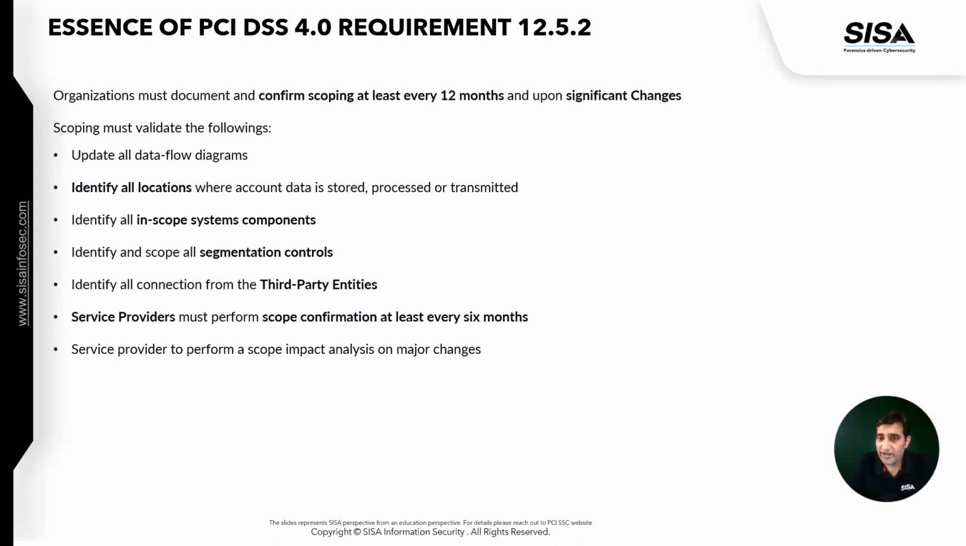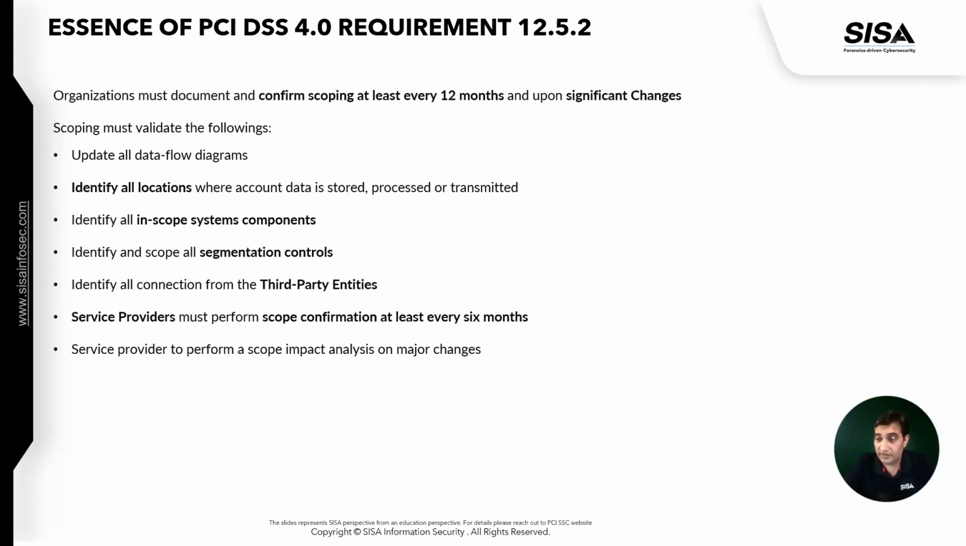You have to identify all the locations. You need to have all the data flows, showing where the cardholder data flows in your organization. You also have to identify all the in-scope systems, including any kind of segmentation controls. Even if there is a third-party integration with your environment, let's say an API integration from a third party to your environment, that also needs to be captured. And you should have a complete inventory of all the third parties who are in the scope.